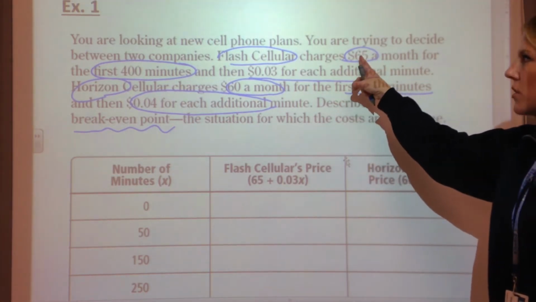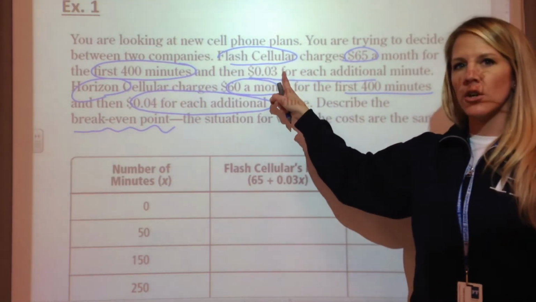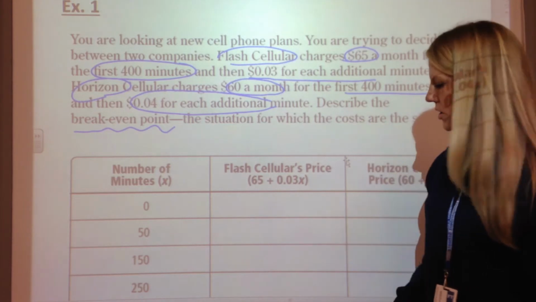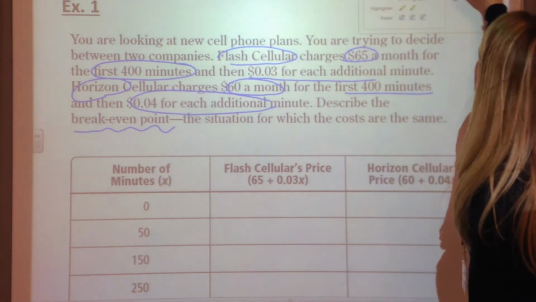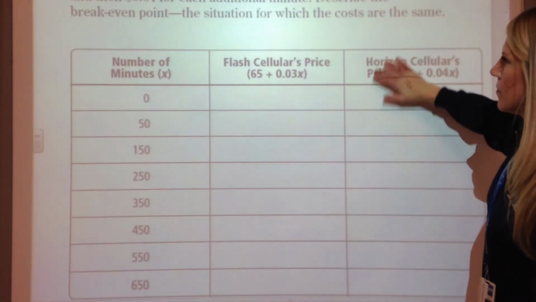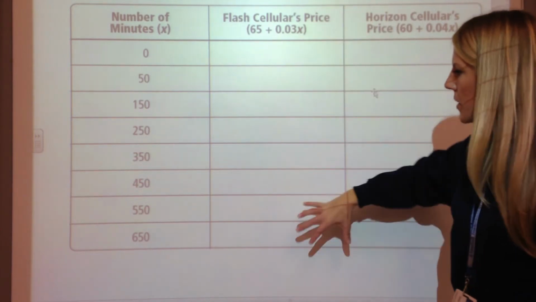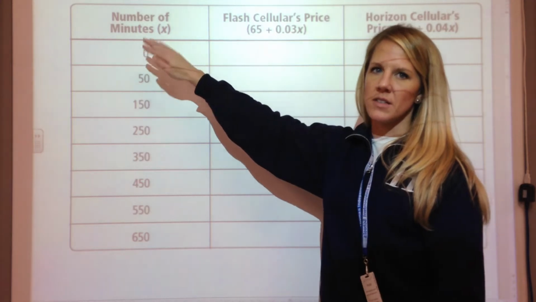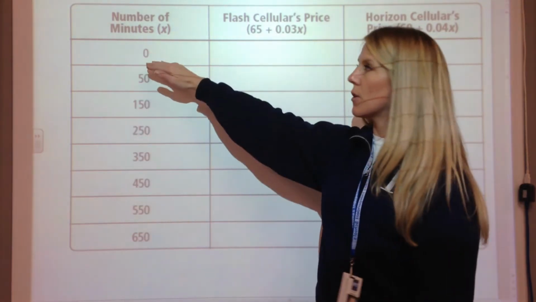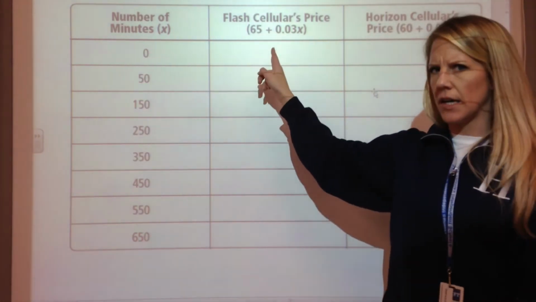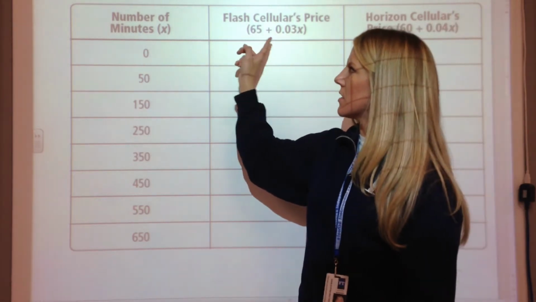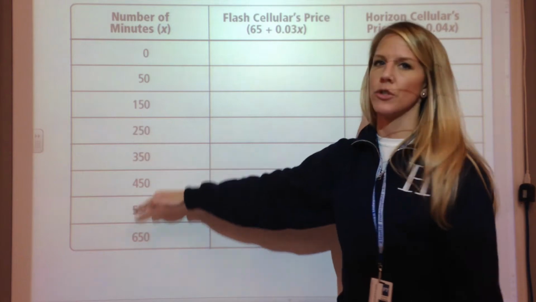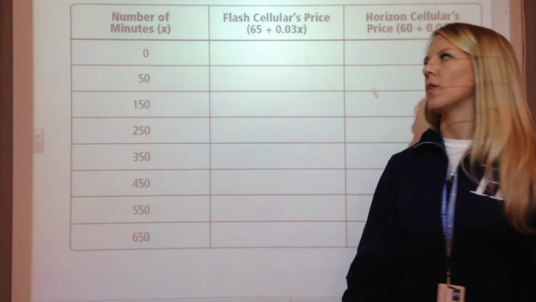Yes, Flash starts off with charging us more, but they charge us 3 cents, so 1 cent less compared to the 4 cents that Horizon charges. So we're going to look at a table. Because we have an input-output table, we're making this comparison with our two plans. These are the number of minutes, but realize these are the number of minutes after the 400. So when we say 0 minutes and you're going to get a 65, it's not saying that we're spending 65 for no minutes. We're saying 65 for 400 minutes. So these are in addition to the 400, and that'll come into play more in the end.